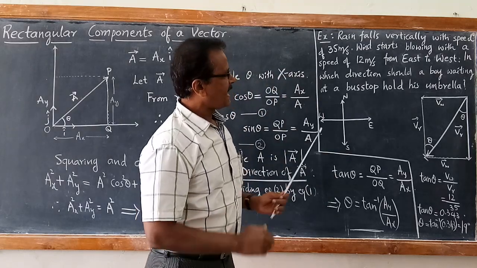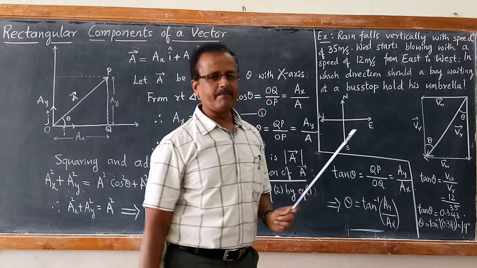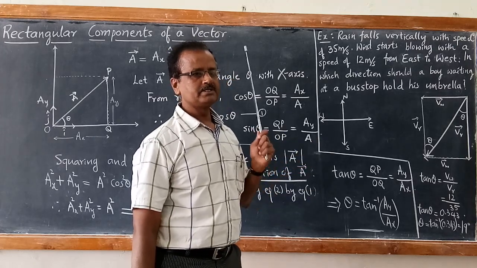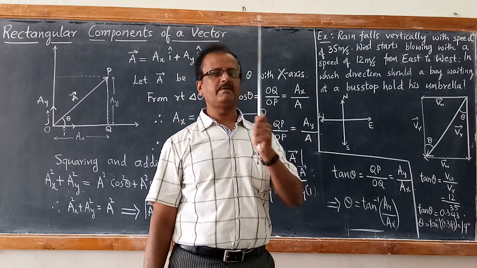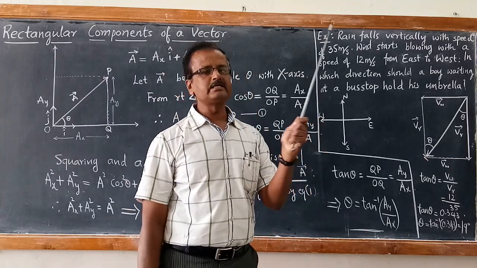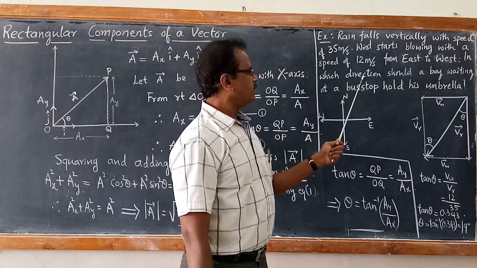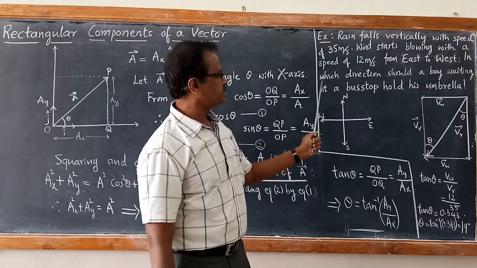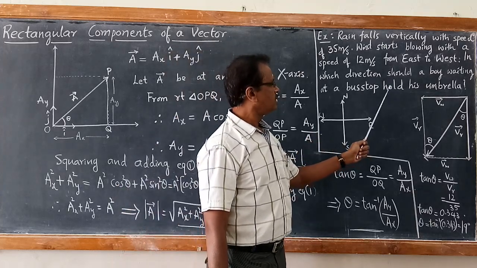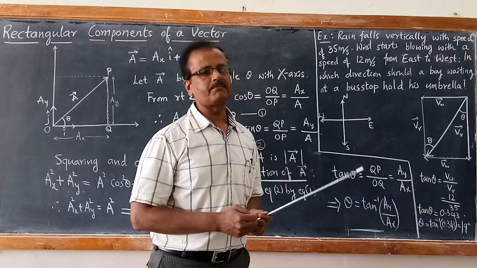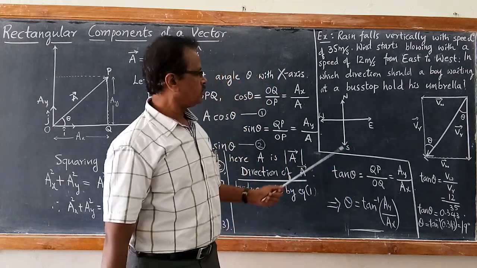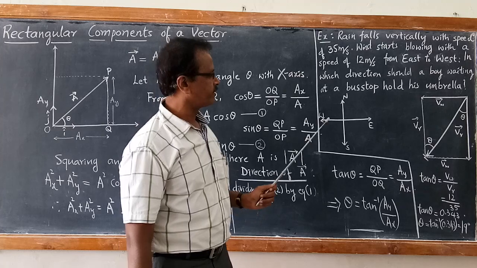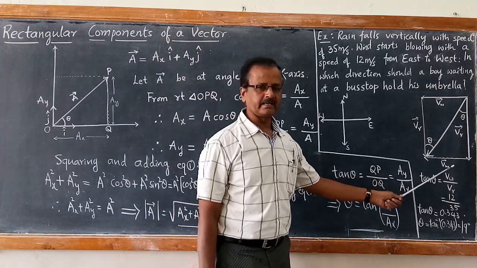In which direction should a boy waiting at a bus stop hold his umbrella? He cannot hold his umbrella vertically because the wind is blowing from east to west. So he has to tilt his umbrella. In which direction should the boy hold his umbrella to protect himself from the falling rain? So this is the wind direction map, east to west, north to south. Now this is the vector diagram.